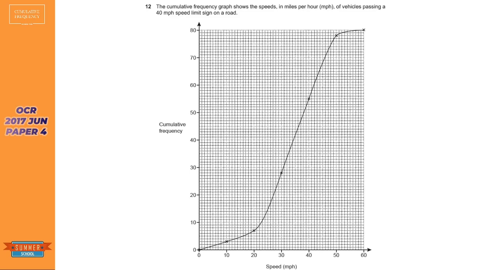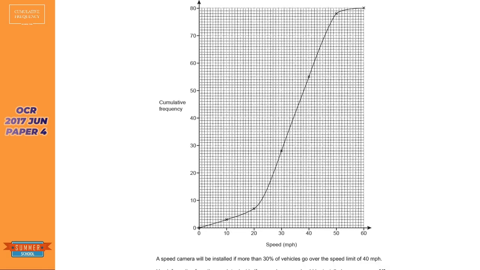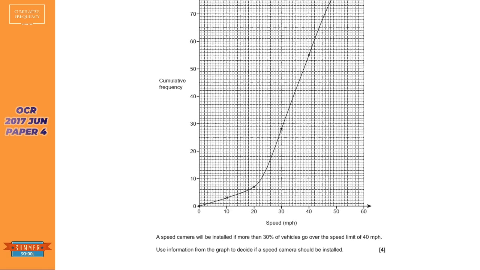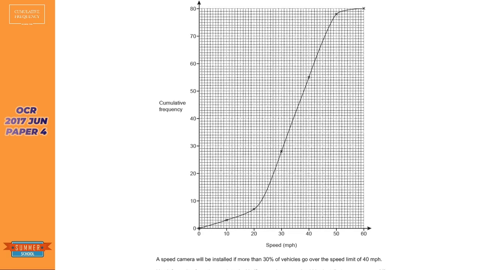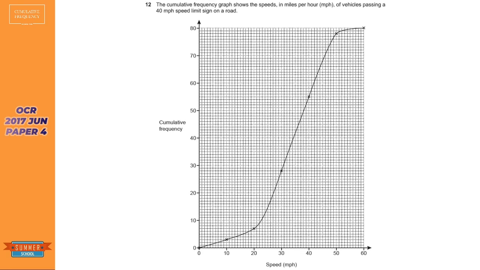Next we move on to this OCR question. Now I've made this a little bit smaller just so we can fit the cumulative frequency graph all on the screen. But essentially this is just saying this cumulative frequency graph shows the speeds of cars going along a road. And a speed camera is going to be installed if 30% of the vehicles go over the speed limit of 40 miles per hour. Use information in the graph to decide if the speed camera should be installed. So the first thing we're going to do is figure out how many cars are going above the speed limit, which is 40. So we're just going to draw a line up from 40.